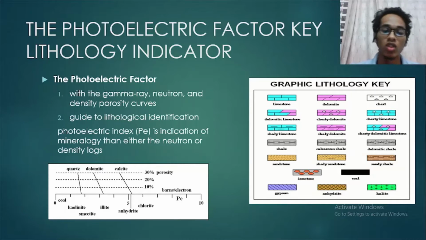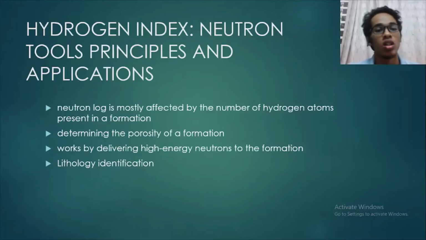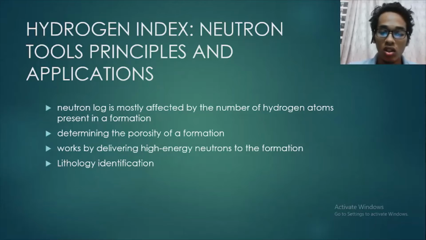Next is hydrogen index, neutron tool, principle and application. Neutron log is mostly affected by the number of hydrogen atoms present in a formation. Its primary application is in determining the porosity of a formation. The gadget works by delivering high-energy neutrons to the formation. In the formation, the neutrons scatter, losing energy, and release gamma rays.